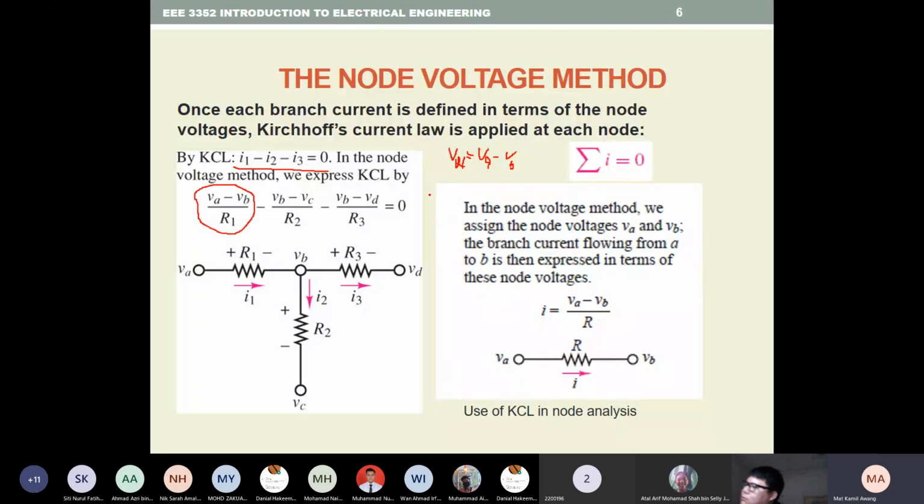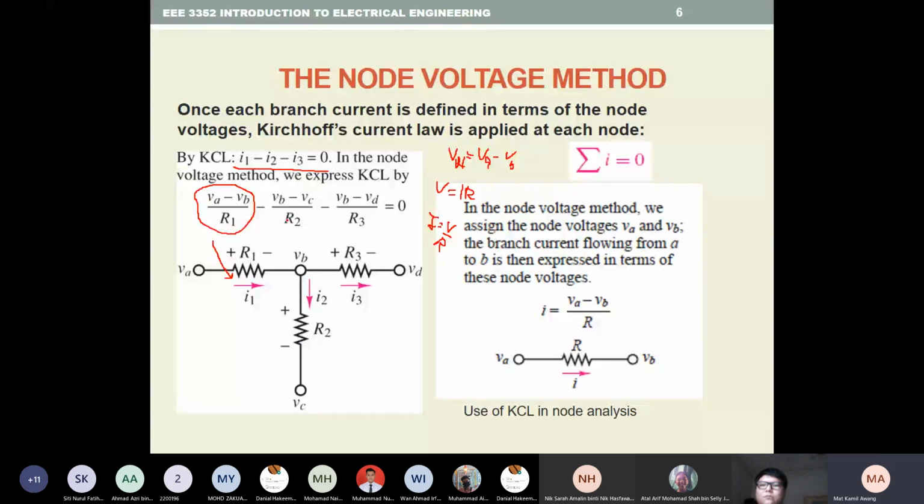So what does Ohm's law say? V equal to IR. So therefore, I is equal to V over R. So the voltage is VA minus VB divided by, what is the R? It is R1. So this is actually the term for I1. This is entering, so positive sign.